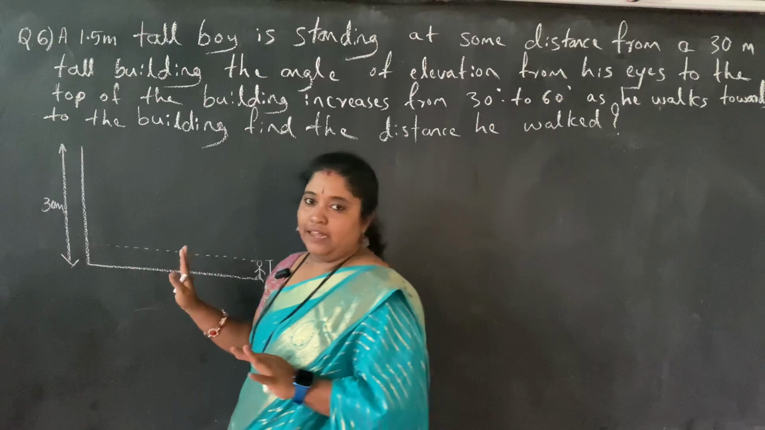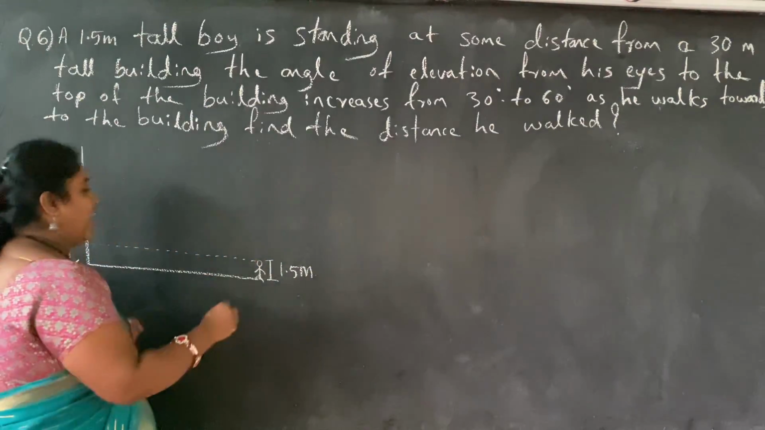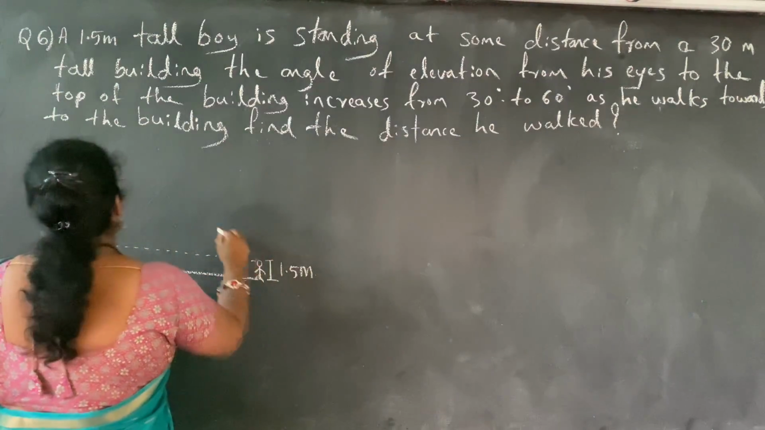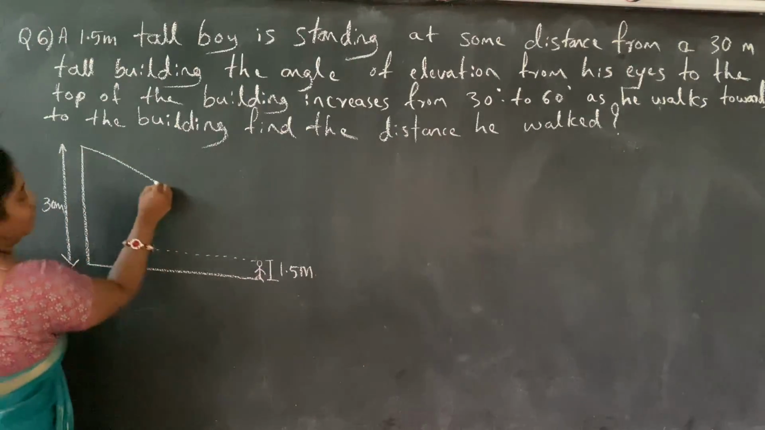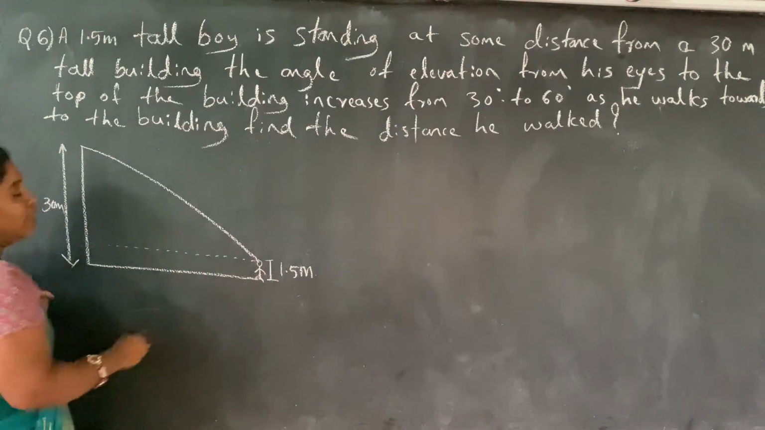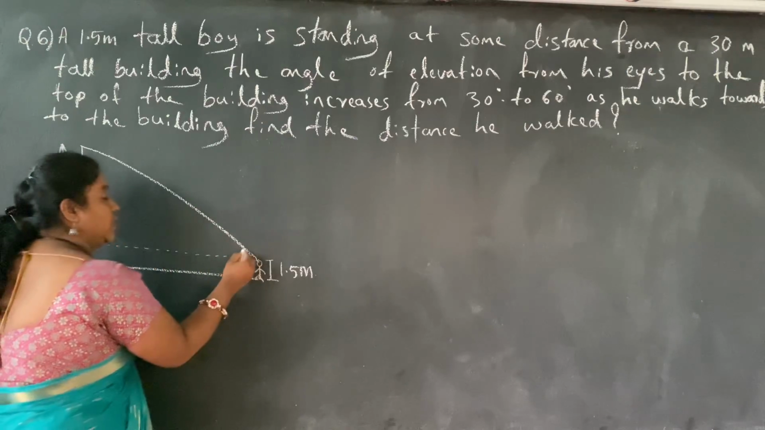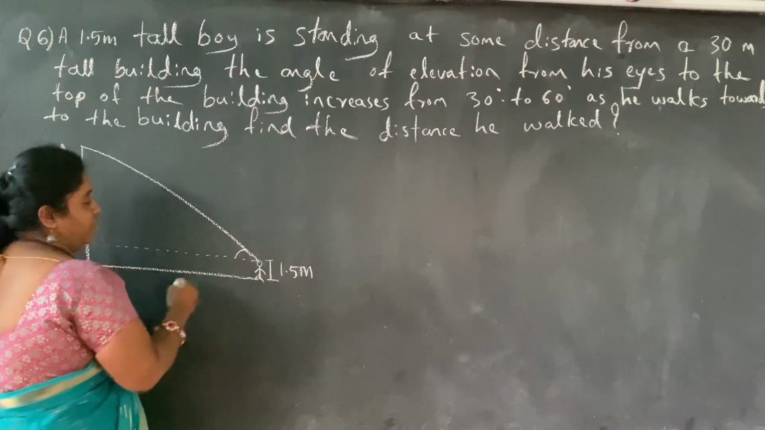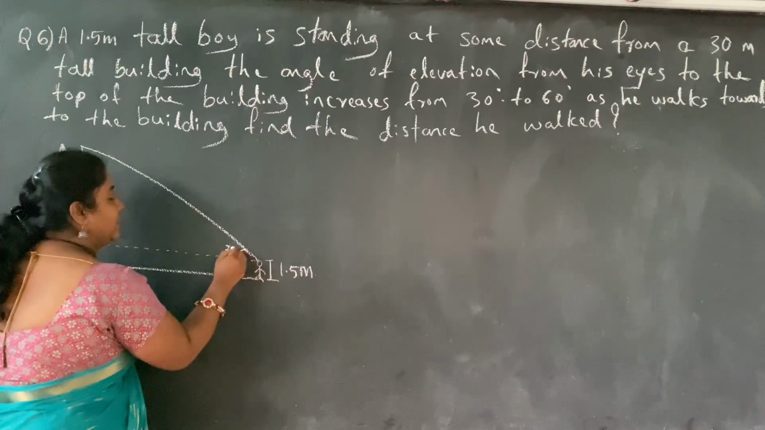Now we'll analyze the question. While standing here, the person looked at the top of the building, and in that condition the angle of elevation tends to be 30 degree.